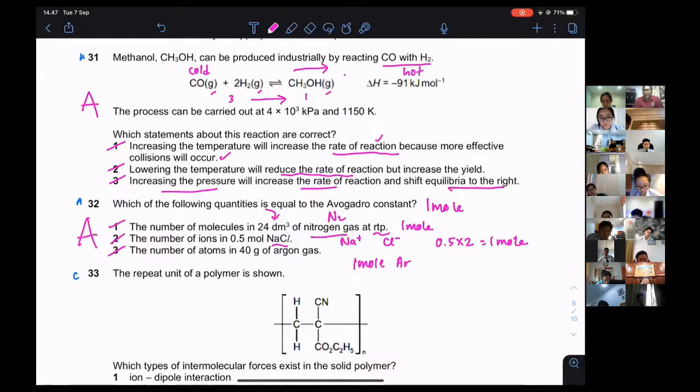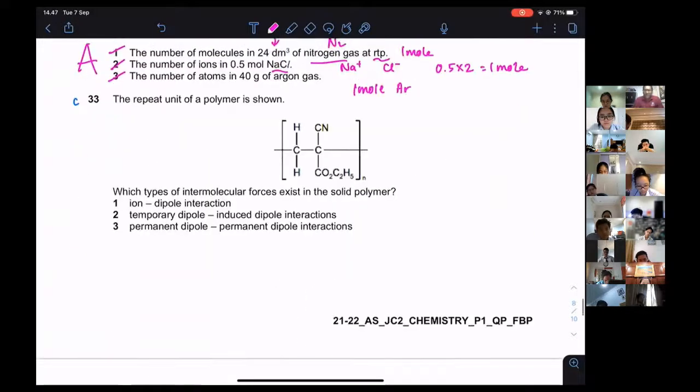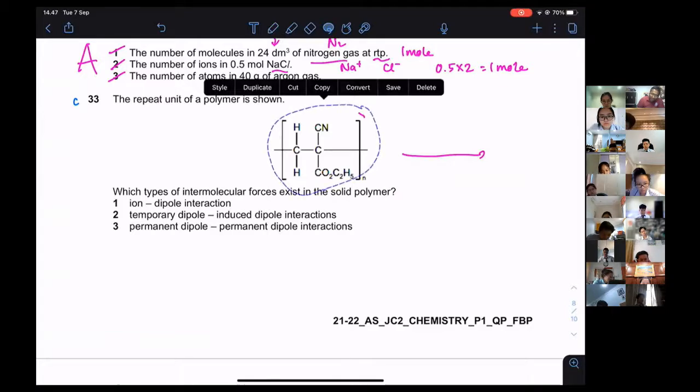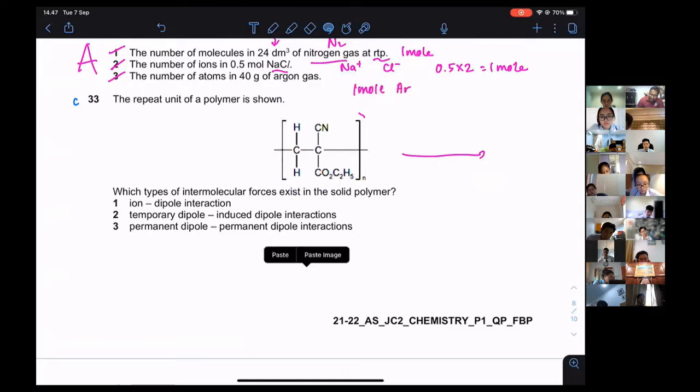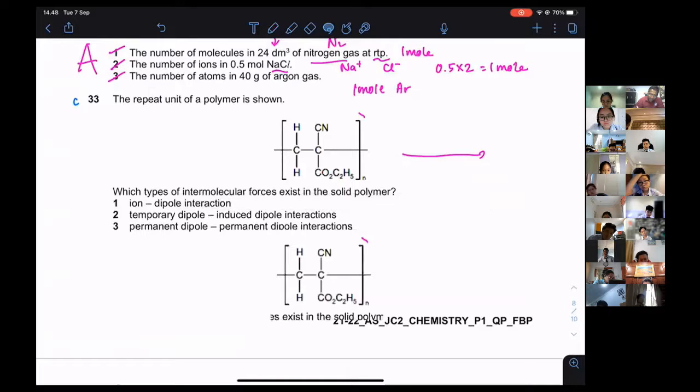You can see it's quite easy to understand this. Now, which type of intermolecular forces exist in this? This is a polymer. They are going to continue. For example, if I select this and copy it, and then paste the image here, it means they will have interaction from here to here also. You need to imagine it that way.